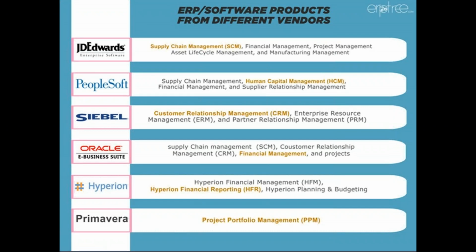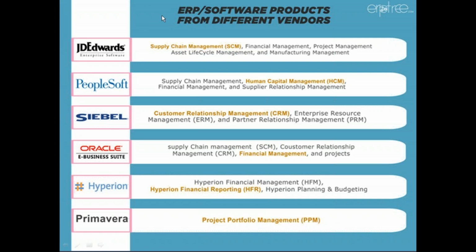But if you look at those products, JD Edwards is famous for supply chain management. PeopleSoft is very famous in the market for HCM, human capital management. Siebel is very famous for the CRM solution. In Oracle E-Business Suite, the best piece is financials. Hyperion is very good in all these areas, but especially for reporting. So all of this, HFM and the rest, supports reporting only. Primavera is very famous for project portfolio management, PPM.